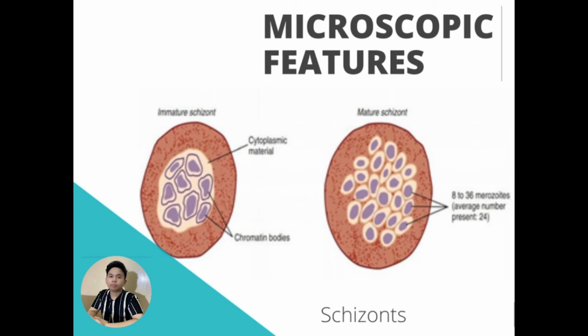For the immature schizont, it is characterized by multiple chromatin bodies. We can see here multiple chromatin bodies surrounded by cytoplasm, while the mature schizont typically contains 8 to 36 merozoites in a cluster arrangement. So usually the Plasmodium falciparum mature schizont contains 8 to 36 merozoites arranged in a cluster-like arrangement.